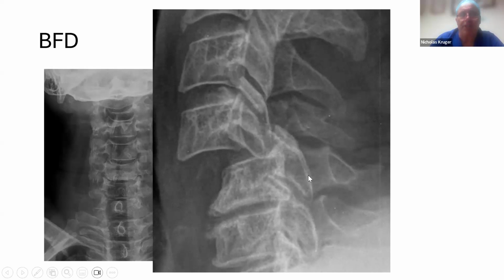If you look at this level here, you can see both facets nicely. There's no facets on it, so it's definitely a bifacet dislocation. Also in the AP there's no rotation. The importance of the spinolaminar line, you'll see. So the spinolaminar line dimensions don't change here, okay?